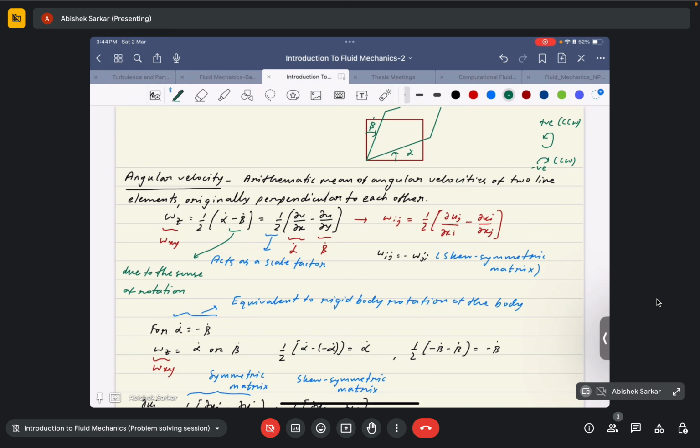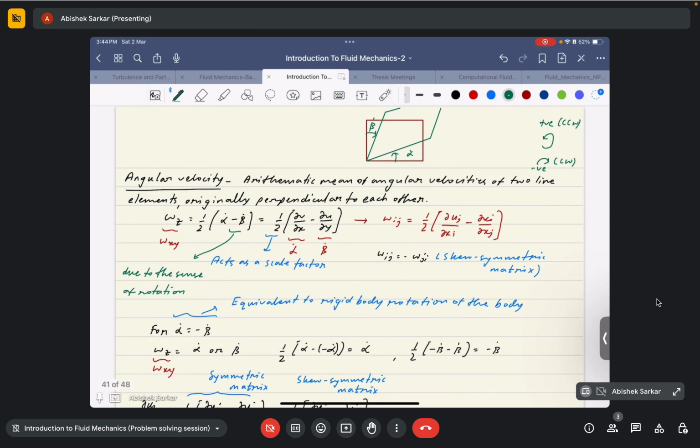Similarly, as we try to write the angular deformation in terms of a second order tensor, we again write this angular velocity as a second order tensor: omega ij is equal to half of dou uj by dou xi minus dou ui by dou xj. I hope the equations are clear. If there is any doubt, you can ask. There is no issue.